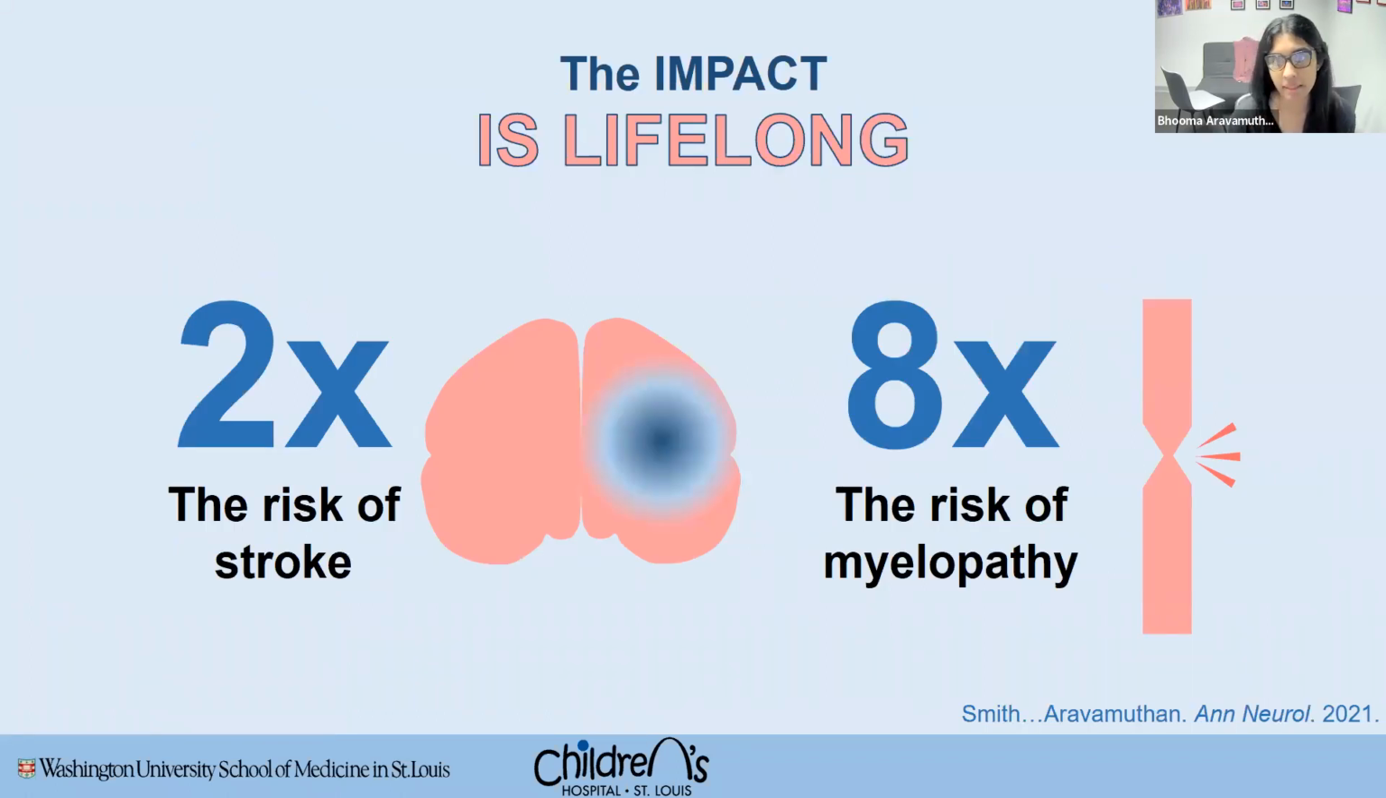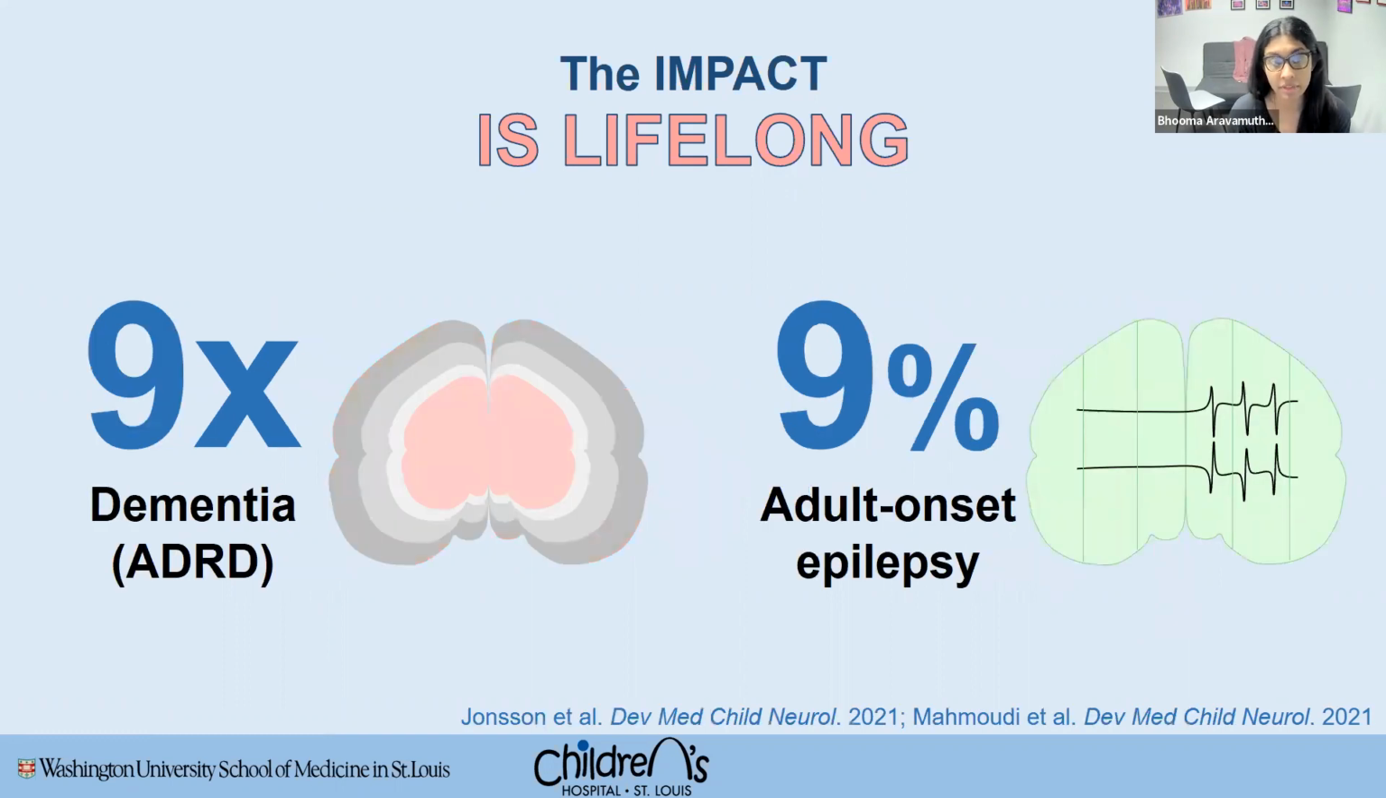The impact of CP across the lifespan is important for us to recognize. We published a study a couple of years ago in Annals, looking at aggregate data showing that people with CP compared to age-matched people and accounting for all other risk factors, cardiovascular risk factors, et cetera, had twice the risk of stroke. They have 8 times the risk of myelopathy, particularly cervical myelopathy. They have 9 times the risk of Alzheimer's disease-related dementia. And 9% of adults with CP, having never previously had a seizure, will have new onset epilepsy.